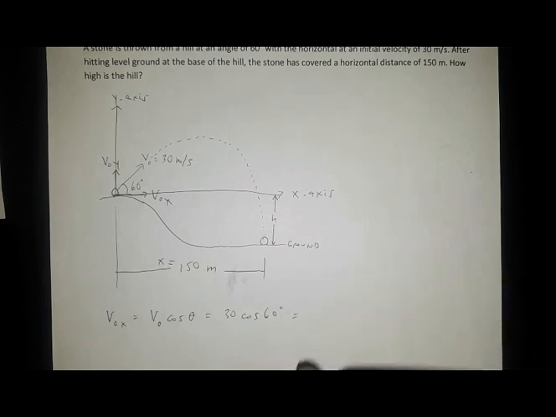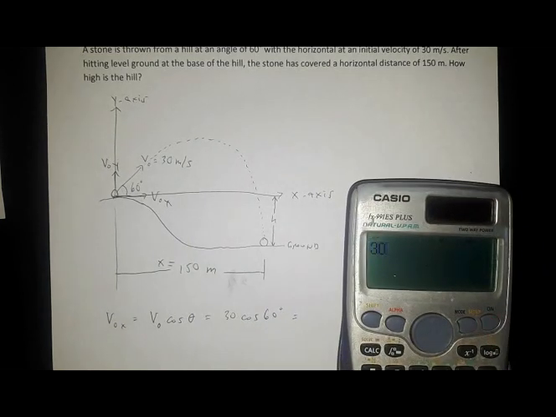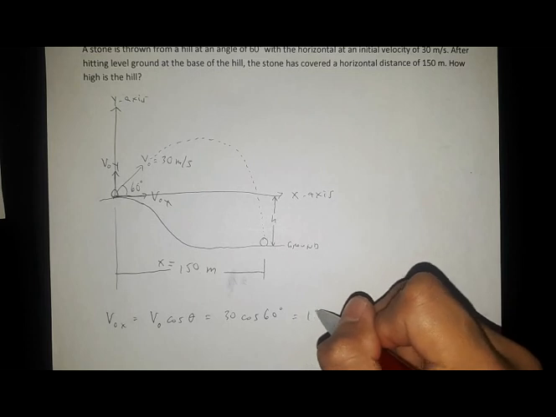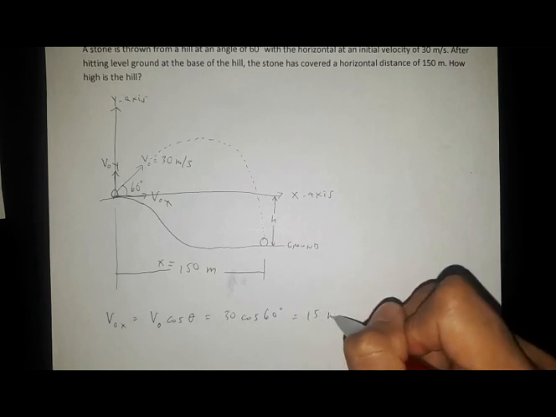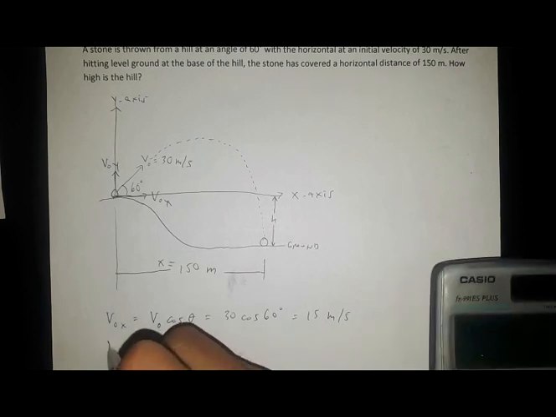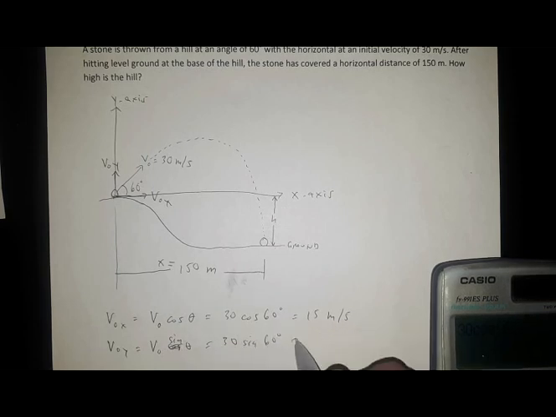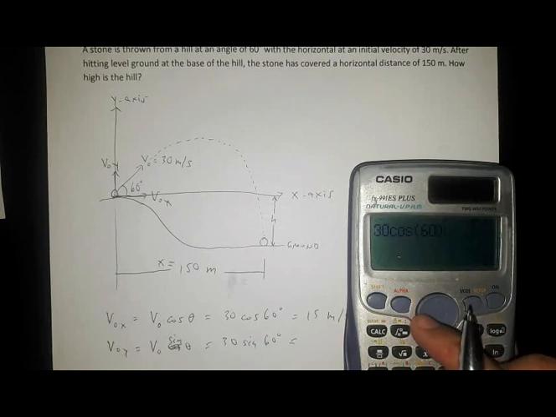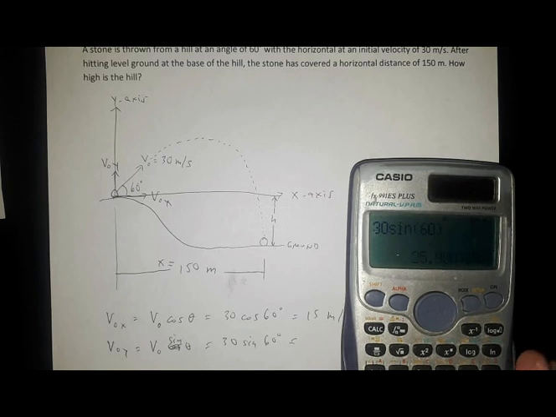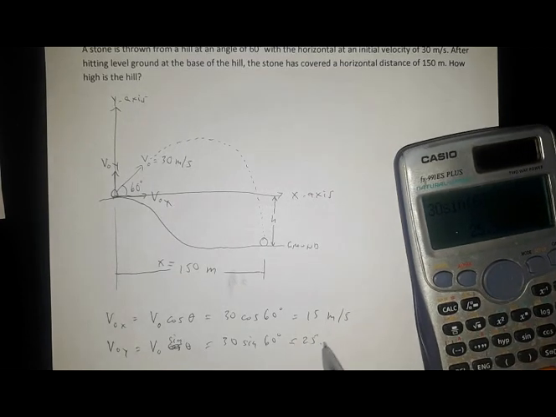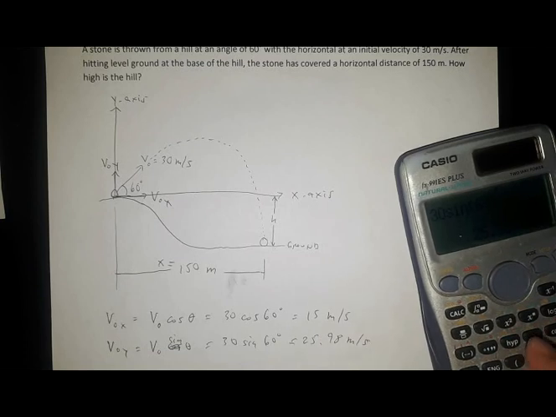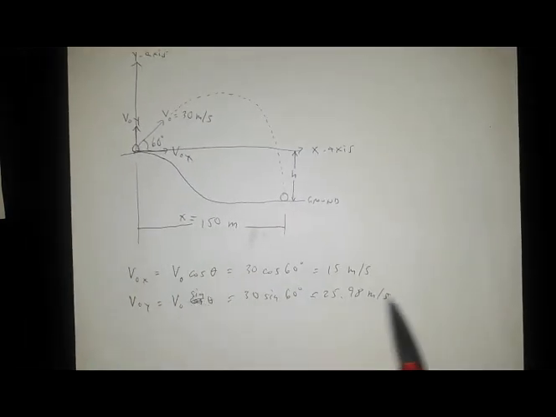So that is equal to 30 cosine 60, 15 meters per second, while your Voy is Vo sine theta equals 30 sine 60, and that is equal to 30 sine 60 is 15 square root of 3, or 25.98 meters per second.